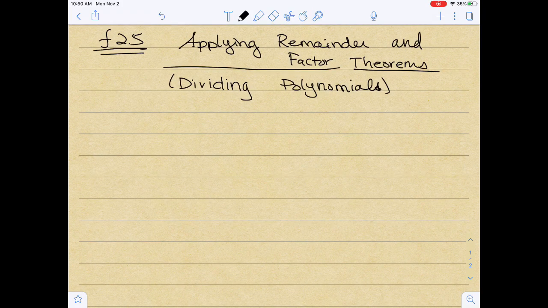Hey everybody, we're going over section 2-5 today. We're applying the remainder and factor theorems, which we're going to learn about, and we're going to be dividing polynomials. And there's two ways to do that.